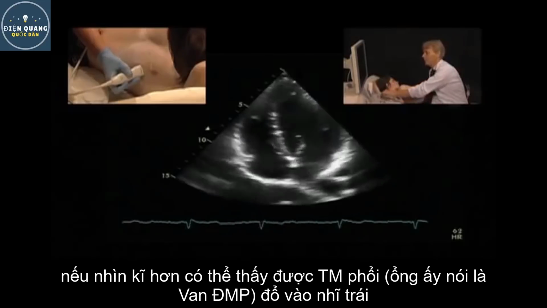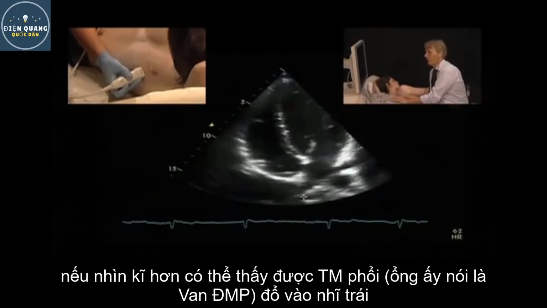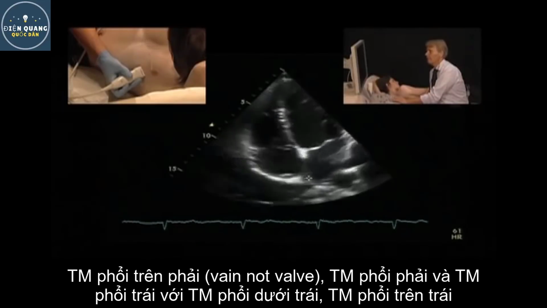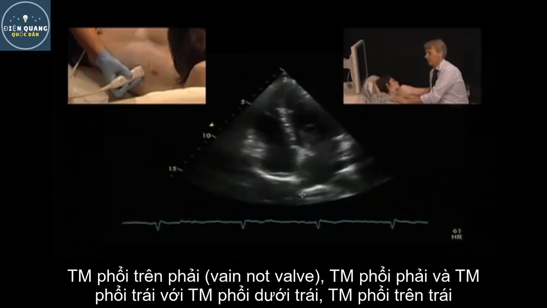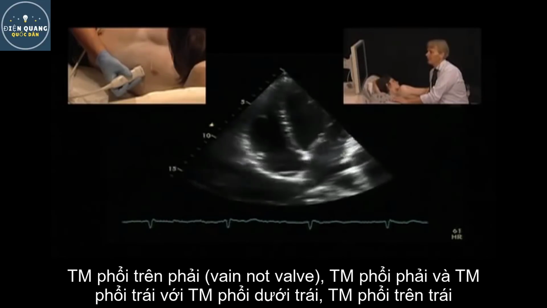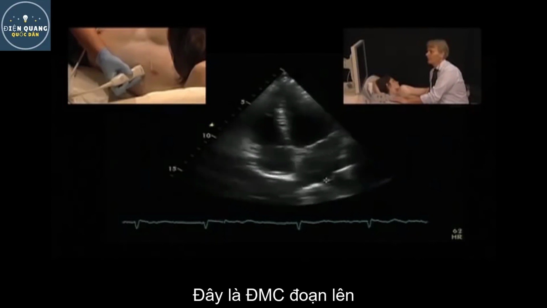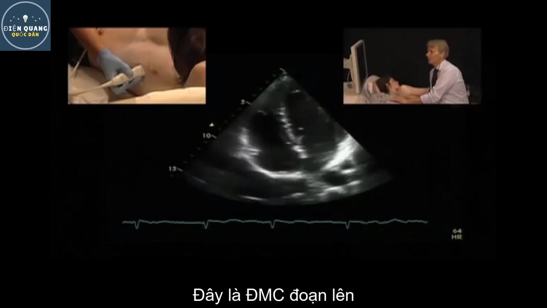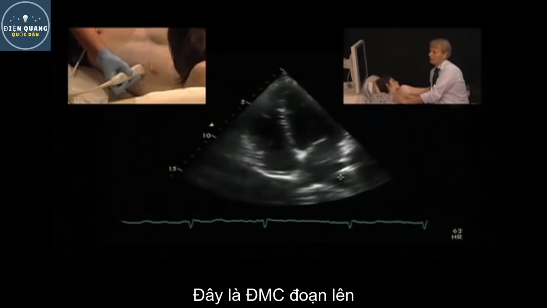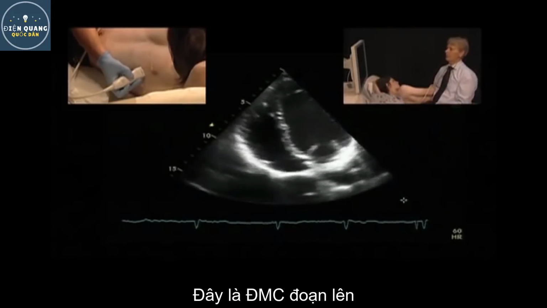If we want to go into more details, we can even see the pulmonic veins as they enter the left atrium. This is the right upper pulmonic vein, not valve, of course. The right pulmonic vein. Those are the left pulmonic veins, the lower and the upper. And here you would see the descending aorta, the orthogonally visualized descending aorta.